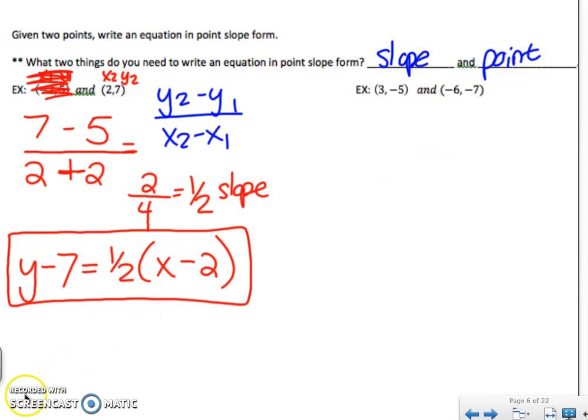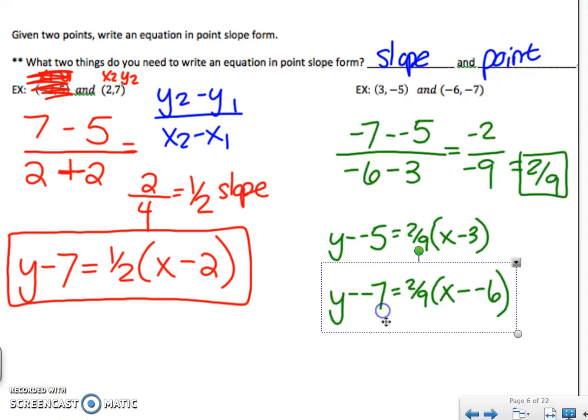So why don't you try this one on your own and press pause and we will go over it. When you find your slope, I did -7 minus -5, which again is going to give you a plus, and that'll give you -2 on top, and then -9 on bottom. And we know that a negative divided by a negative is a positive. So your slope was a 2 over a 9. And then if you use this first point up here, you would have this equation down here, which you would need to make this into a plus as a final answer.